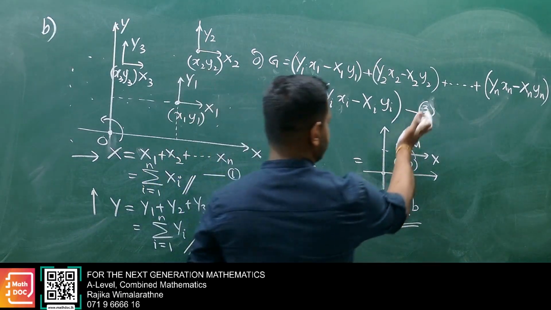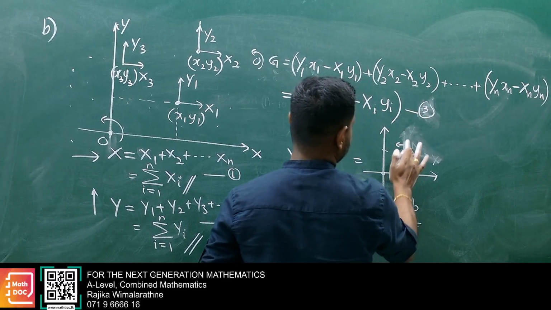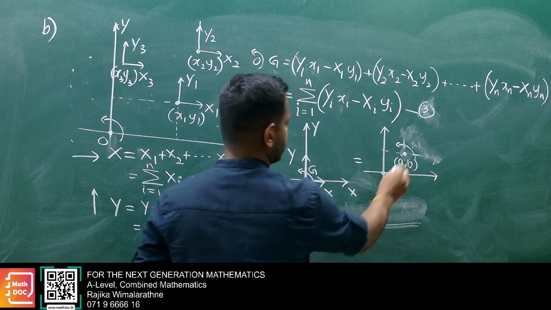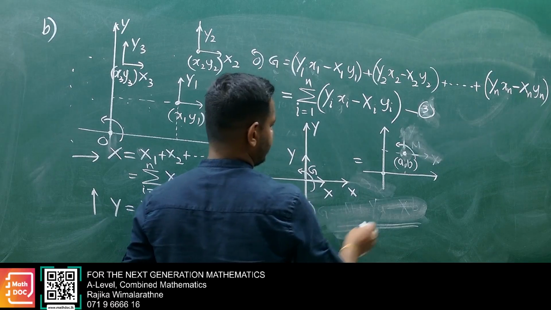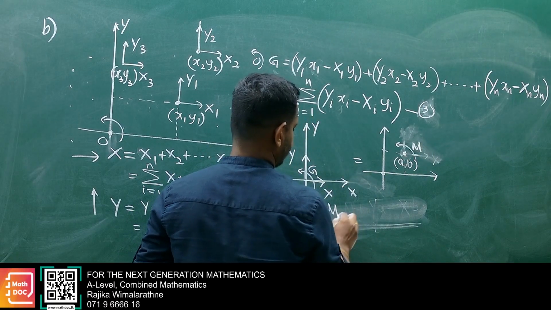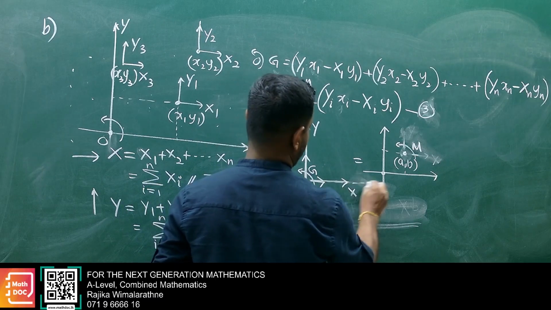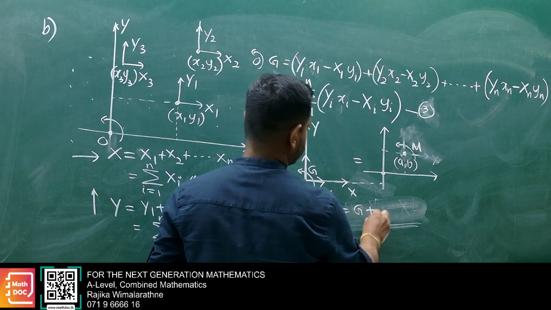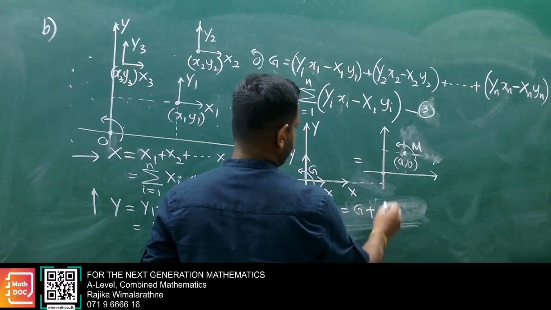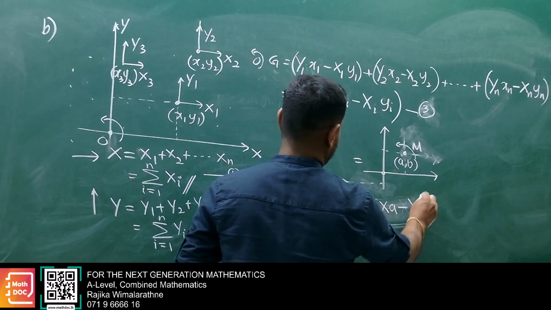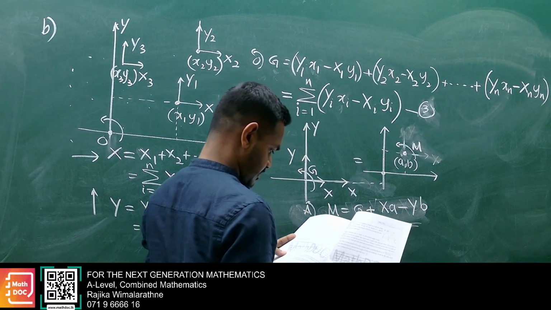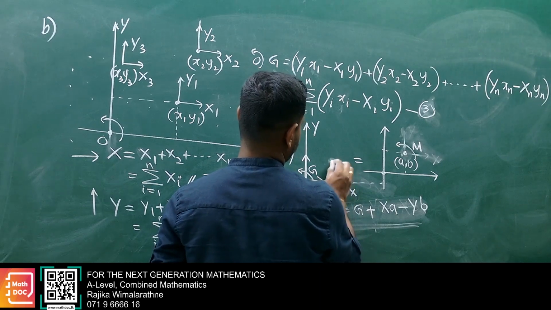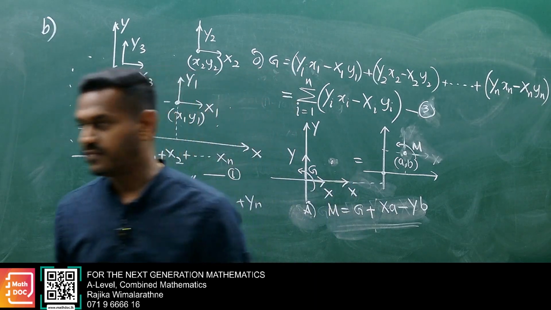Sorry, the equating I did here to take the moment is wrong. About the moment at this point (a, b), M equals G plus X times a minus Y times b. Y times a, right? Let's look carefully here.